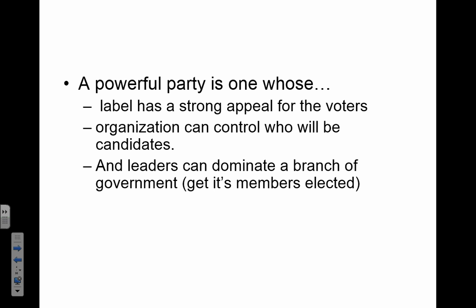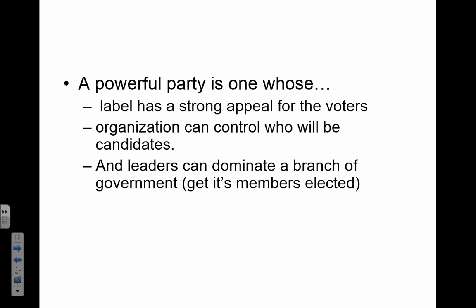Leaders that can dominate a branch of government. That's kind of the biggest thing that the party is trying to do: we want to control the House, we want to control the Senate, we want to control the state legislature. We would like to control the governors and the presidents. If your party can get the majority, for the most part, that's control of a branch.